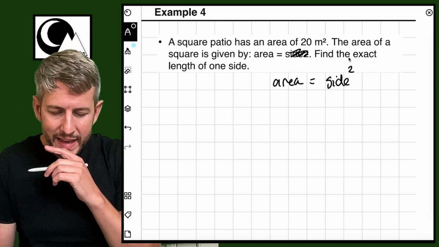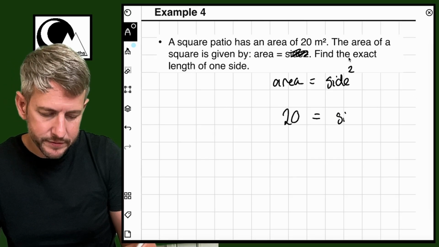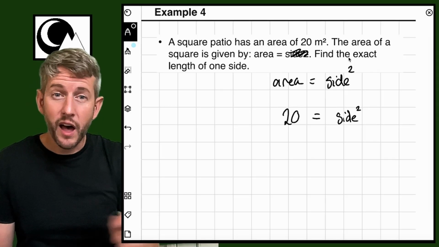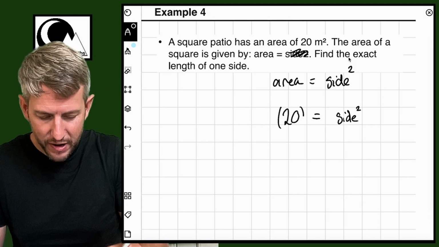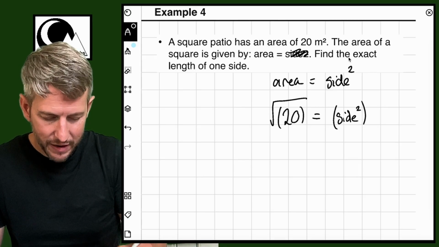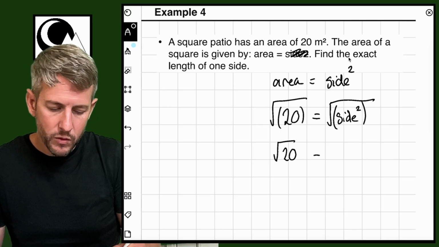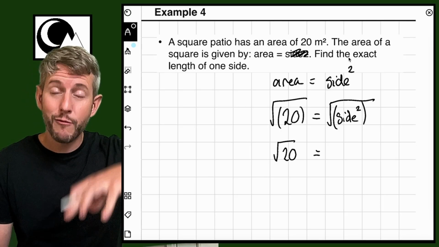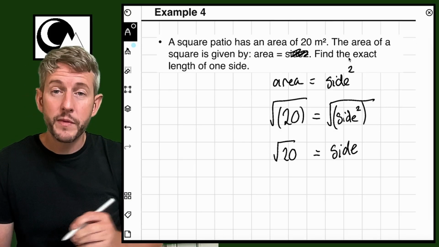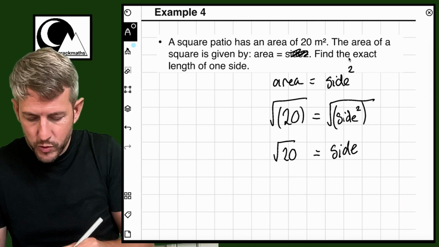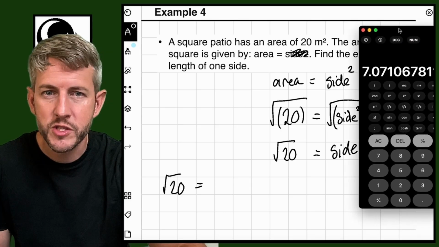Okay, so if the area is 20, and that equals the side squared, we need to unsquare this. So the way that we unsquare something is to square root it. So if I put a bracket around this and I square root that, put a bracket around this and I square root that, what we get left with on this side is the square root of 20. What we get left with this side is the square root undoes the square. So that means that this just becomes side. So here we go, the side equals root 20, and root 20 we can find out again with the calculator, but I know it's going to be irrational because it's not a square number.